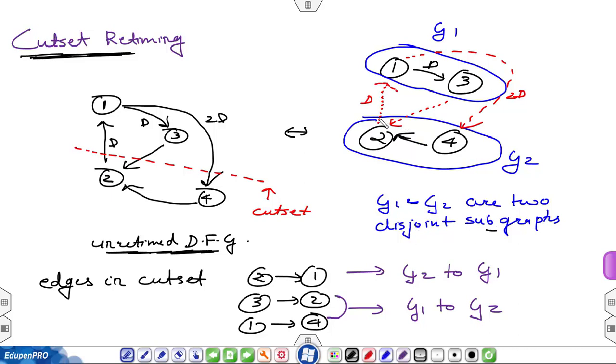Okay, and the dotted line in red color is showing the edges that we have removed. So the edge from 2 to 1 is basically from G2 to G1. 2 to 1 is connecting G2 to G1, and the edges from 3 to 2 and 1 to 4 are connecting G1 to G2.